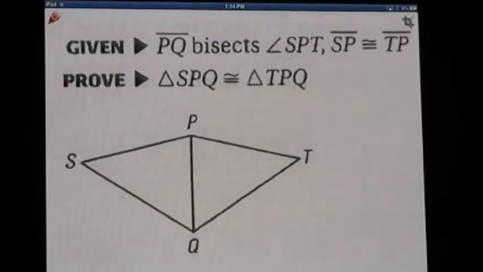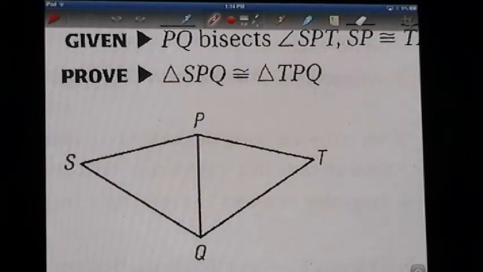Okay. PQ bisects angle STP, and then SP is congruent to TP. First thing we want to do is mark that stuff. We're going to mark it in red.